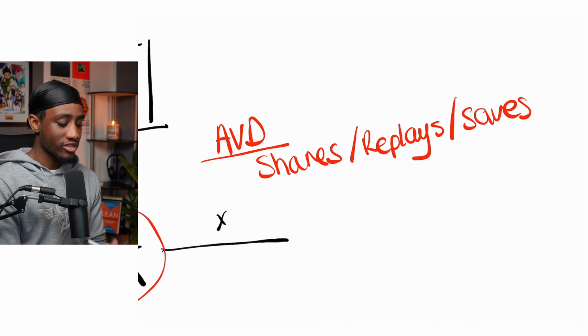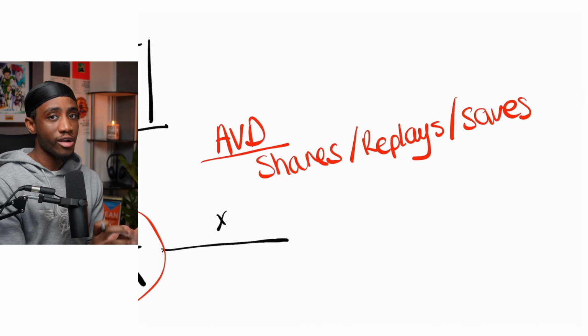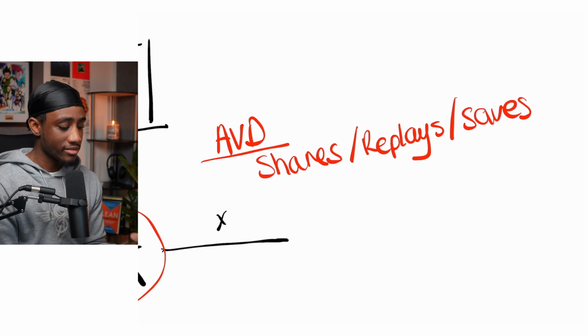Now, these other metrics such as shares, replays, and saves, they're prioritized over likes and comments.